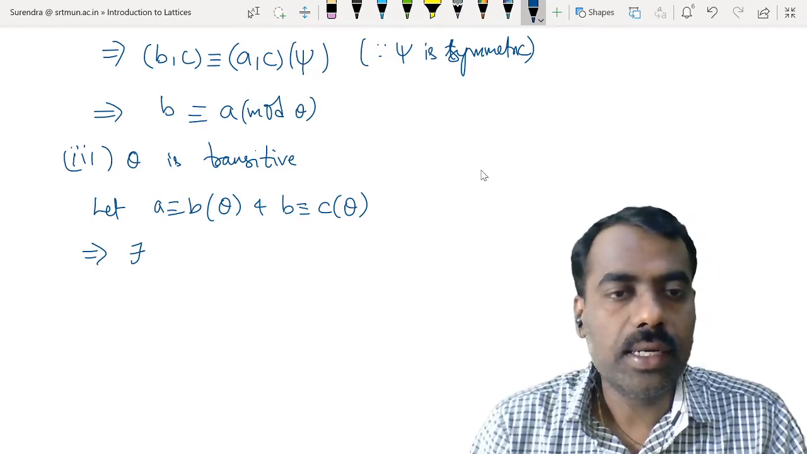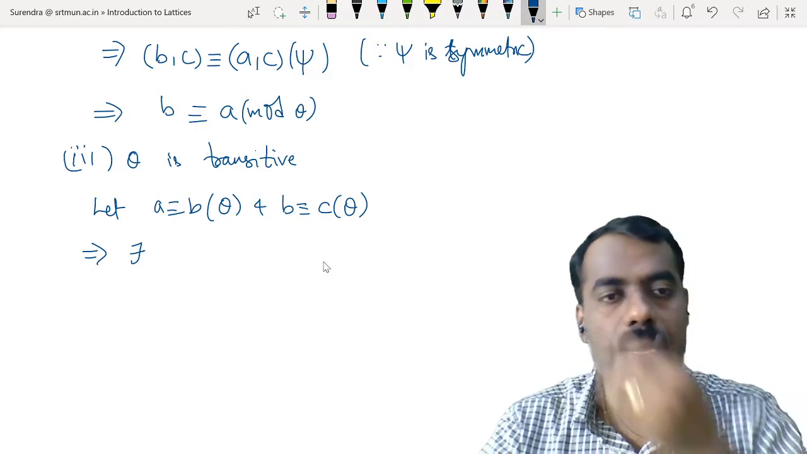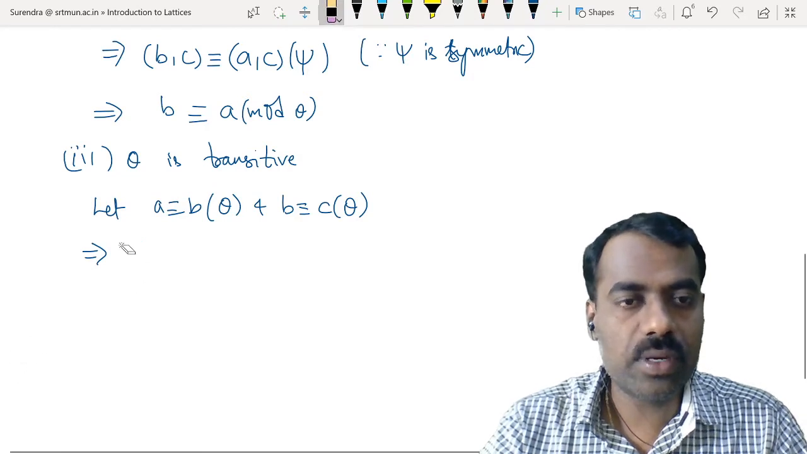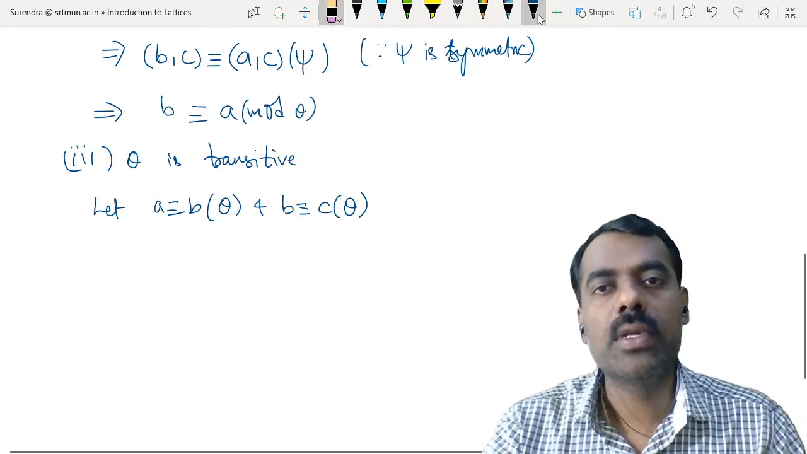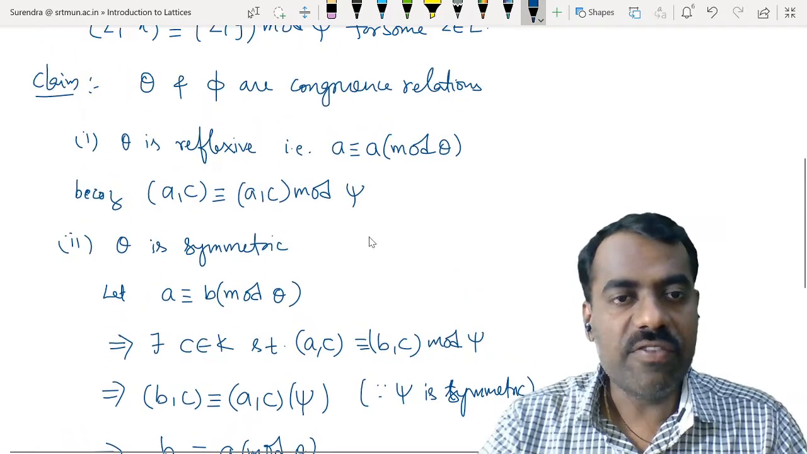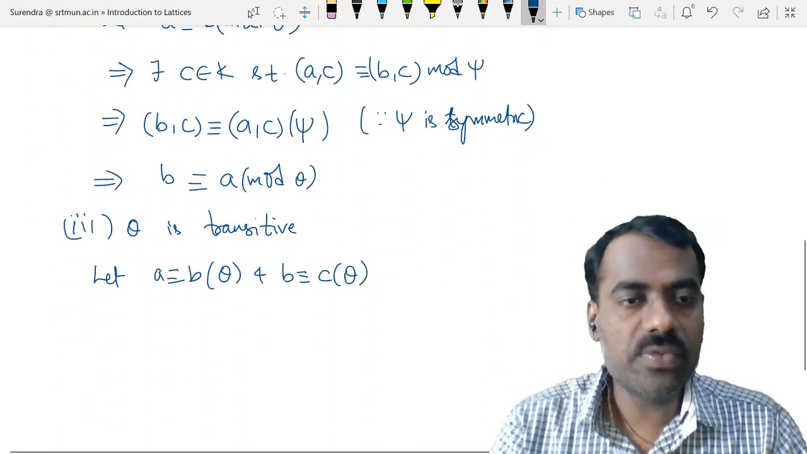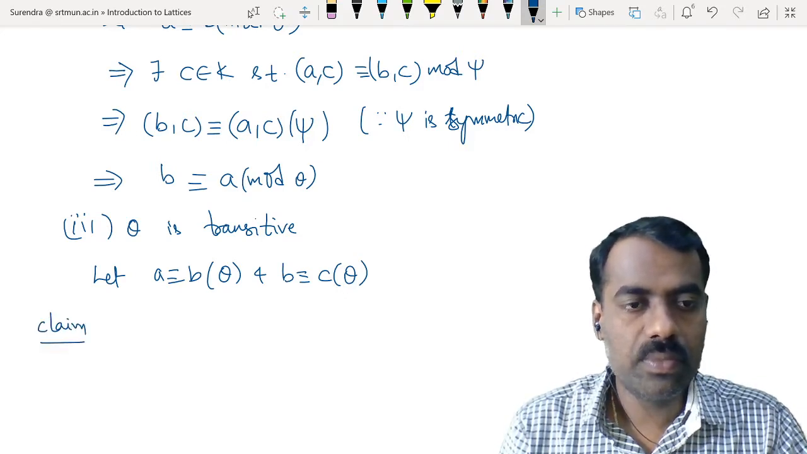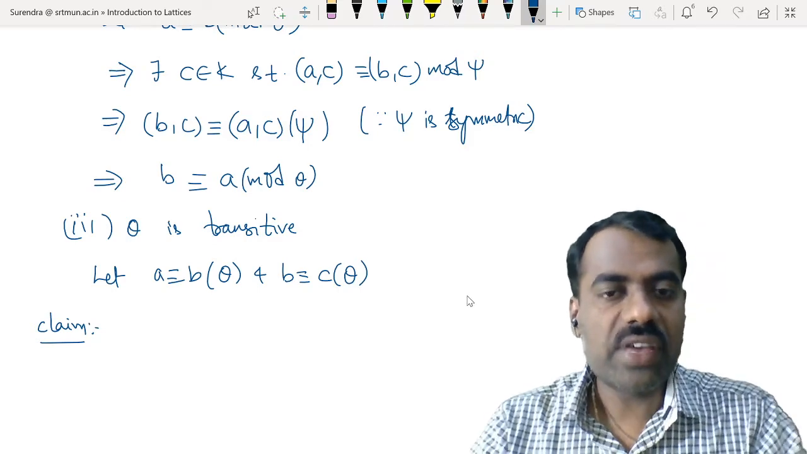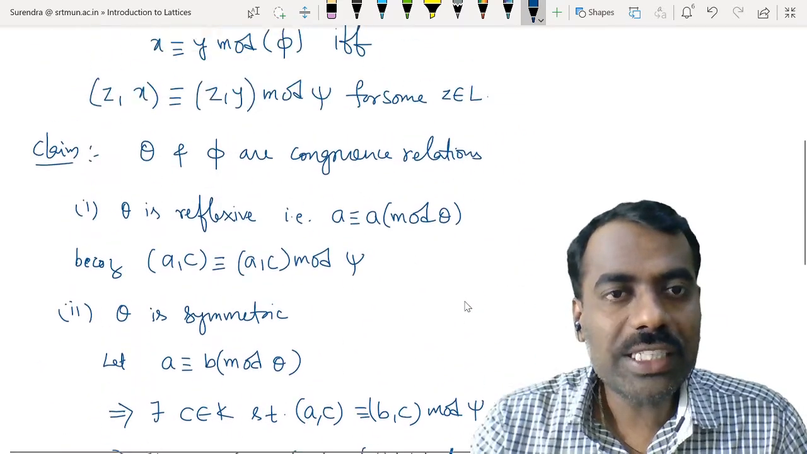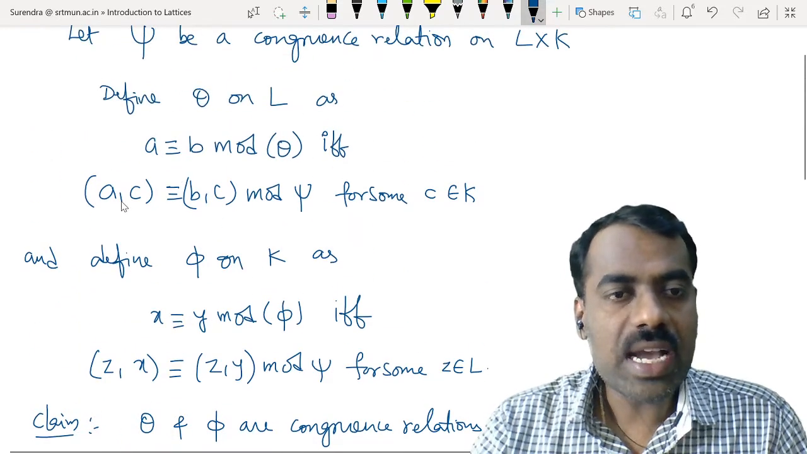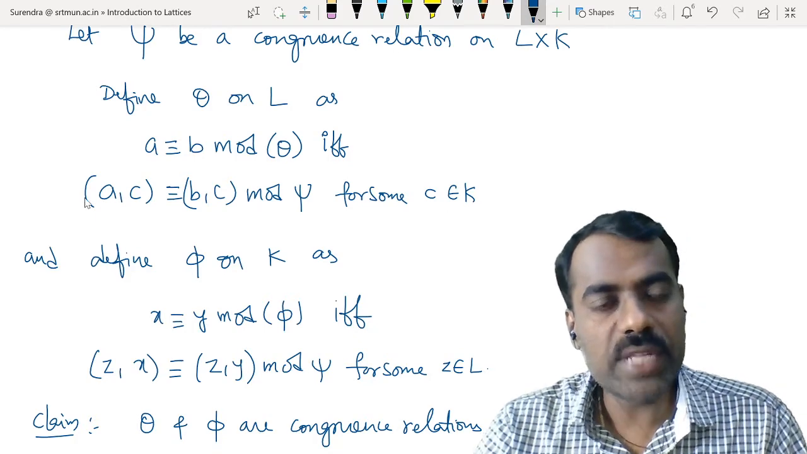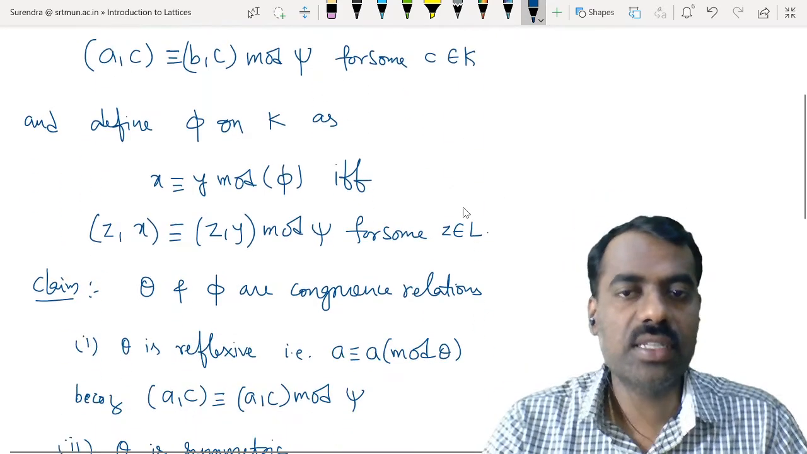Okay, so before proving this, we require one result that we will prove here. So what is that result? Before proving this transitivity, we'll prove a claim. Why we require it, I will tell also. The claim is that if A comma C is congruent to B comma C modulo psi for some C, then we can prove that it is actually true for every element of K.